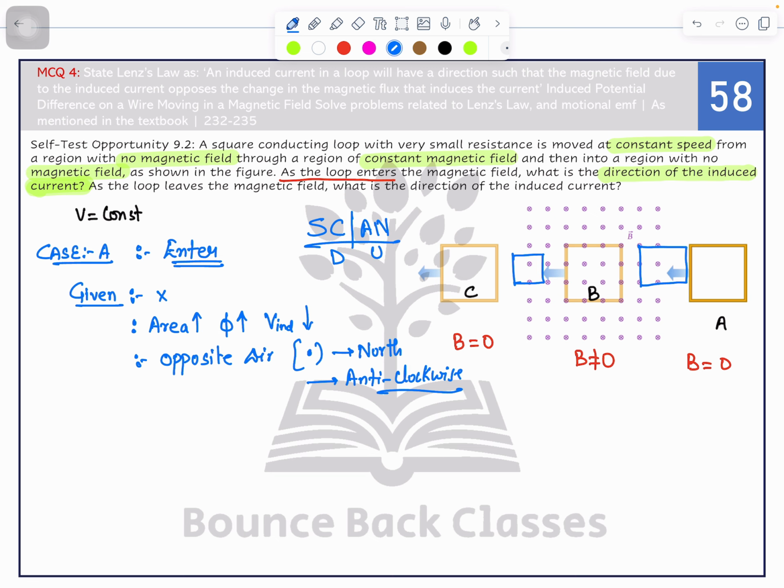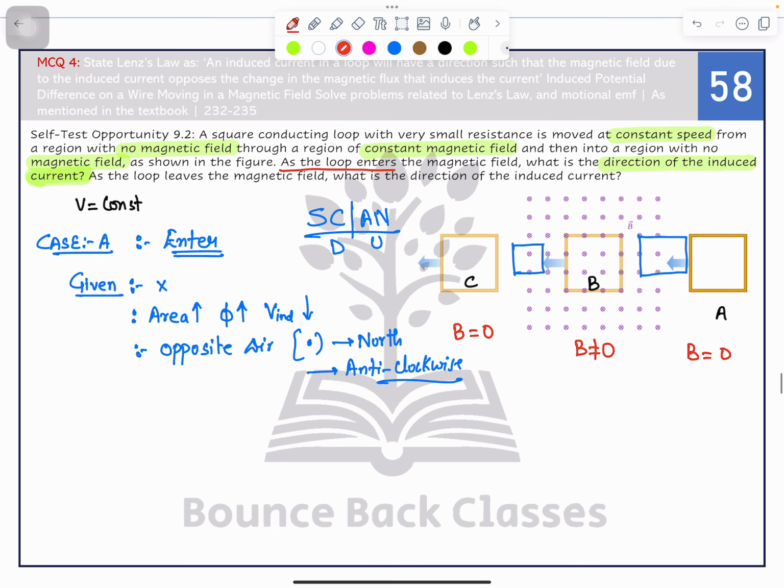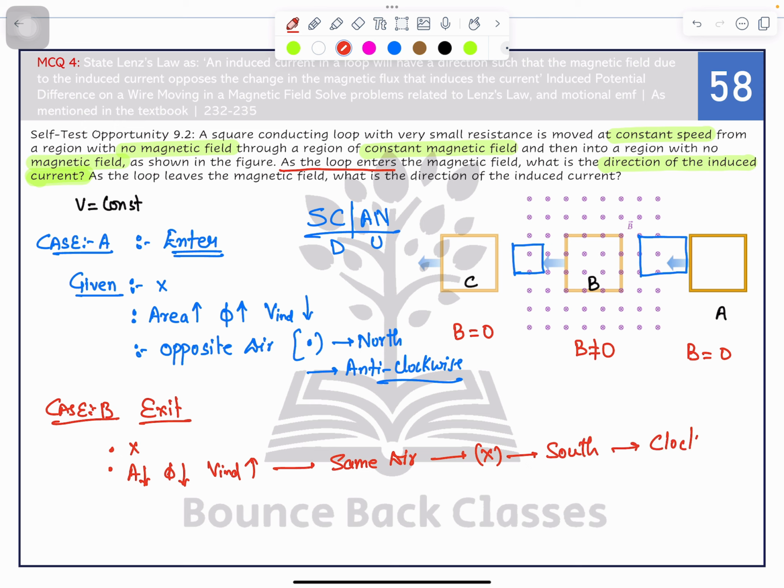Clear? Okay. What is the second case? Exit. Second case, B. Exit, so same thing. You have X given. So area declines, flux declines, V induced goes up. It means same direction. Same direction means X. X means south. South means clockwise. Understand? So this is your first answer, anti-clockwise, and the second answer is clockwise. Clear, guys?